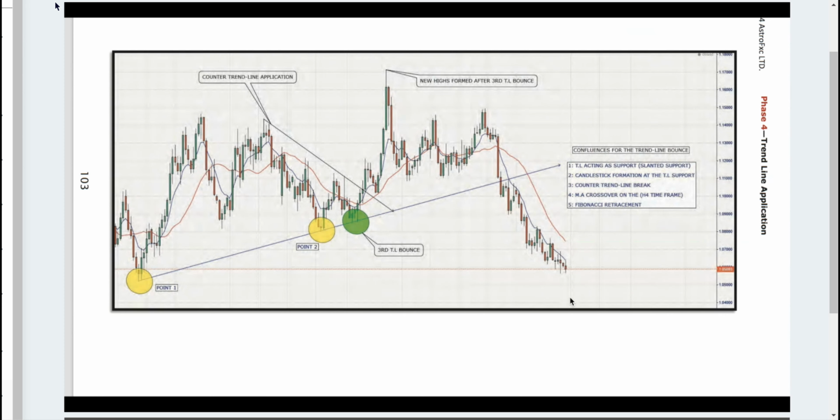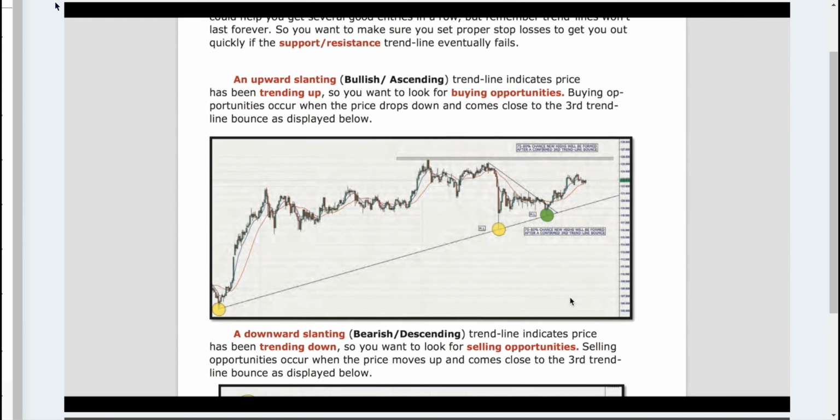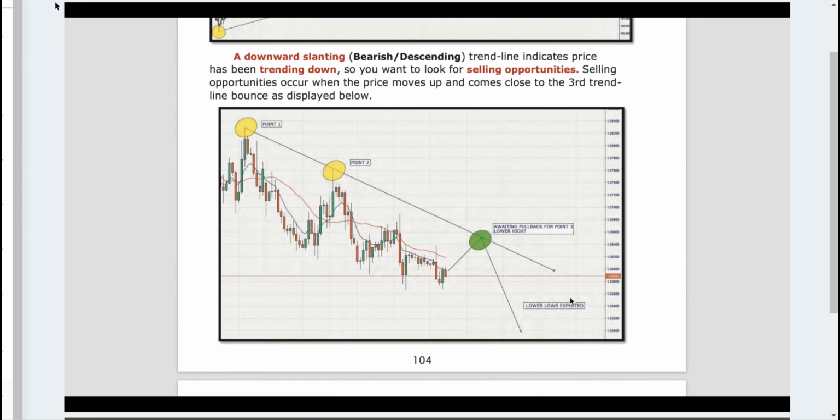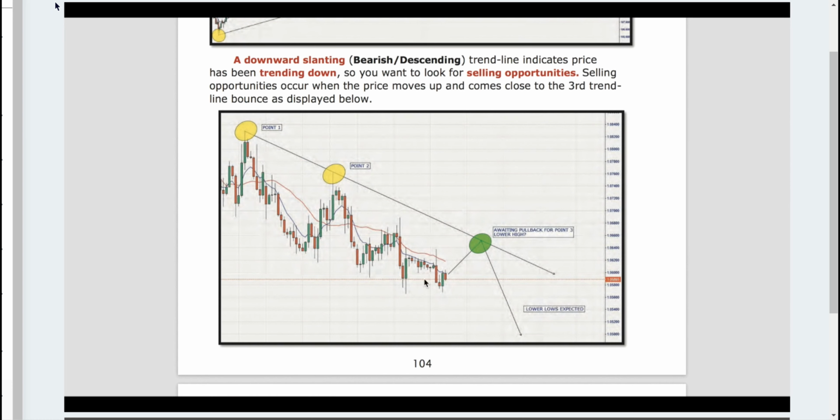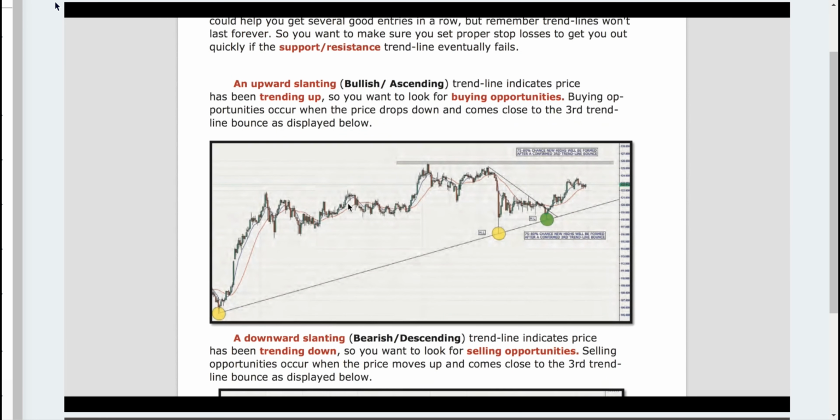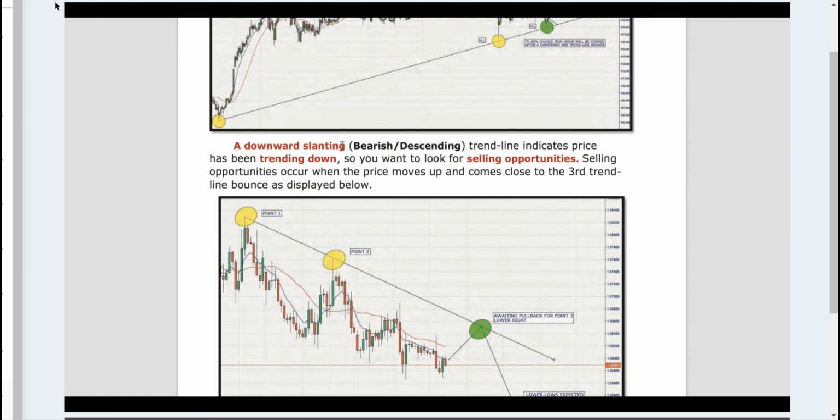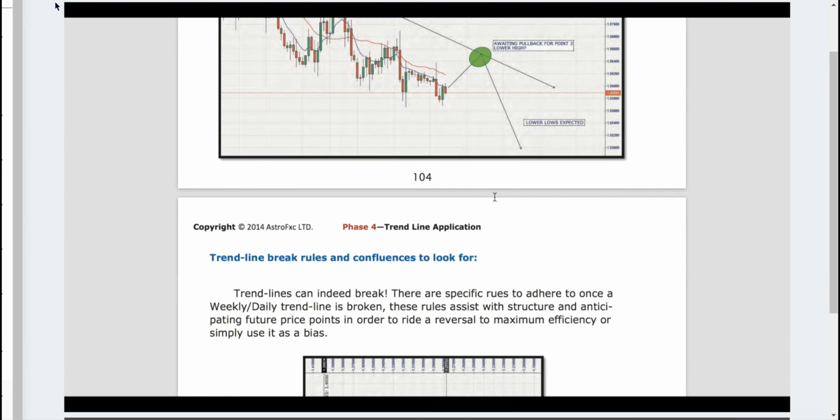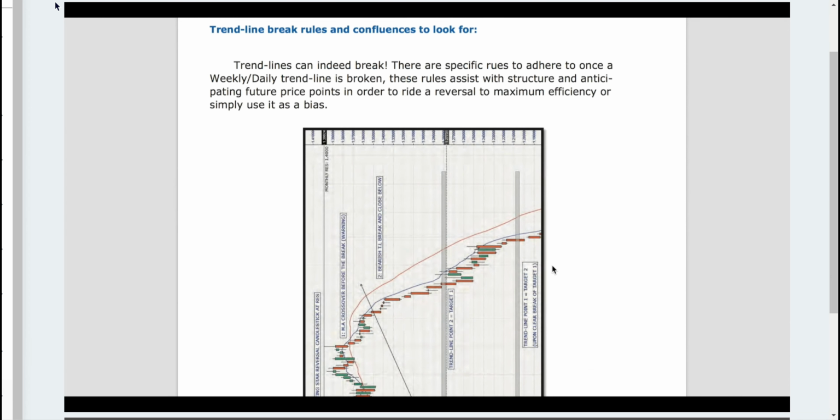You can skim over the book. As you can see, there's a couple more examples in the book. That's a similar one. I know that's a 4-hour chart. That's similar to the one I've just marked out on the Aussie. So you get the ascending, so an upward slanting bullish or ascending trend line. That's ascending. Downward slanting bearish is descending. So ascending and descending. So just get used to the terminology as well.